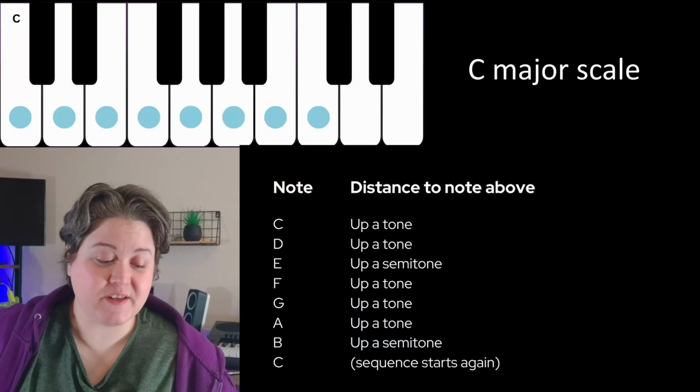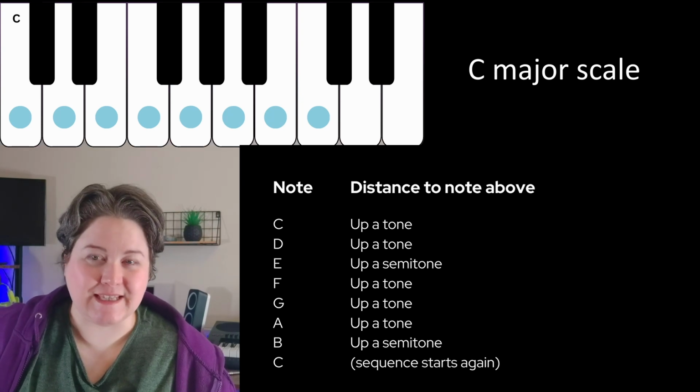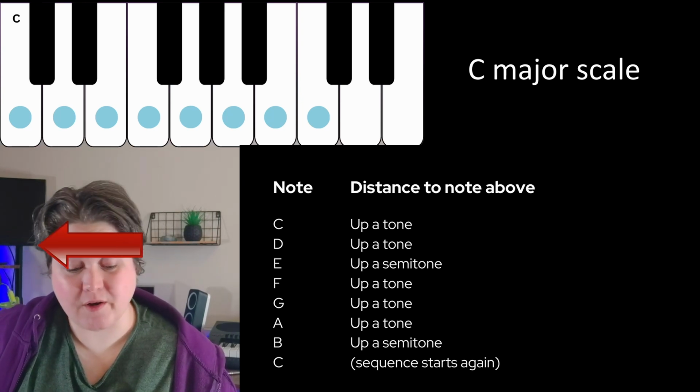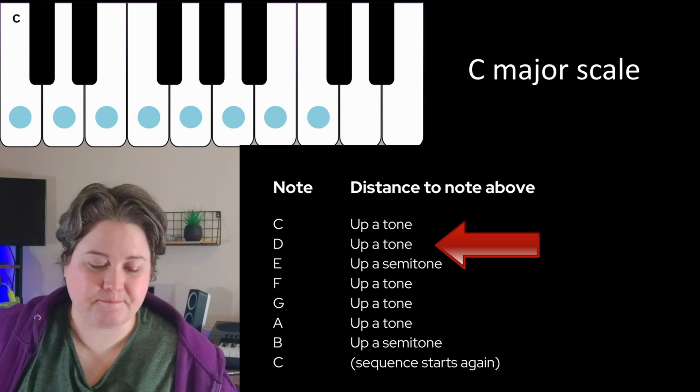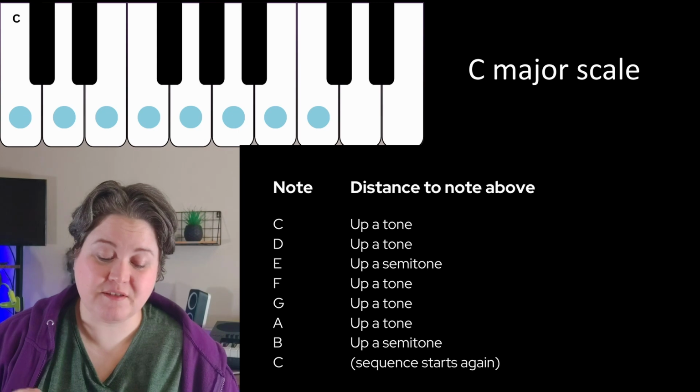Here's the C major scale. In the right-hand column there, you can see all of the distances between one note and the next. So for instance, if you look at the right-hand side next to D, it tells you to go up a tone, and that takes you up to E. So with this right-hand side of the table, we have a formula that we can use to build any major scale, no matter what note it starts on.